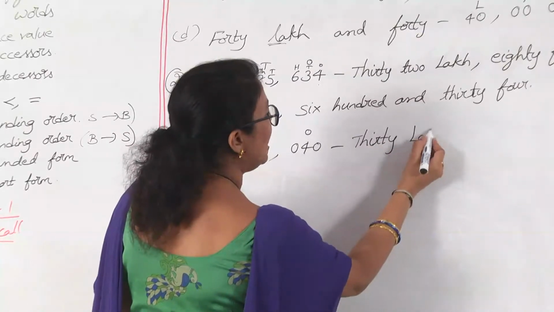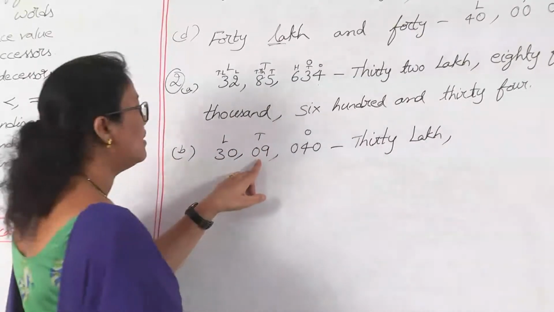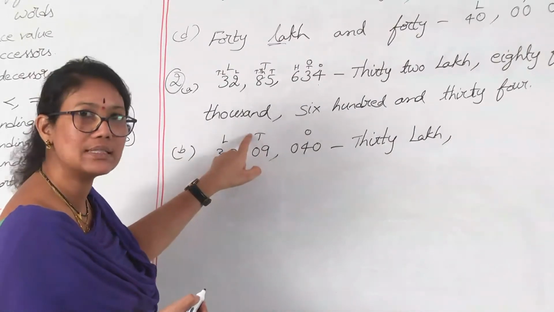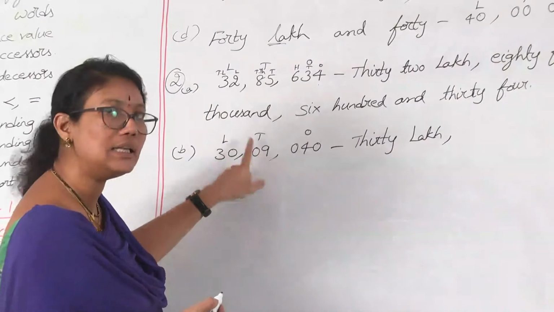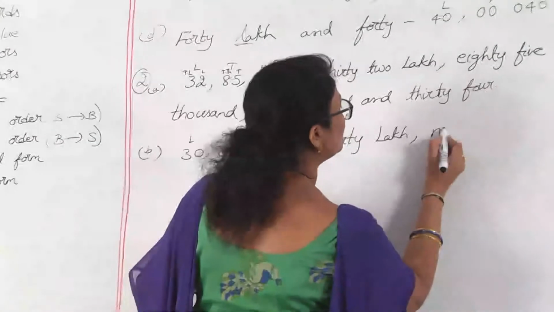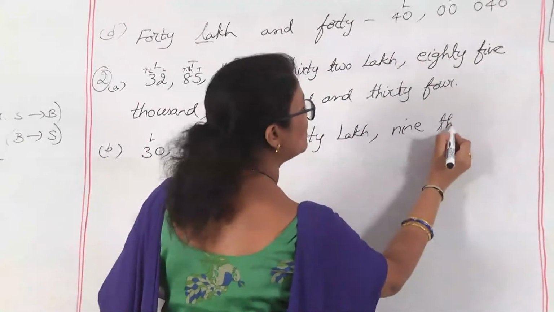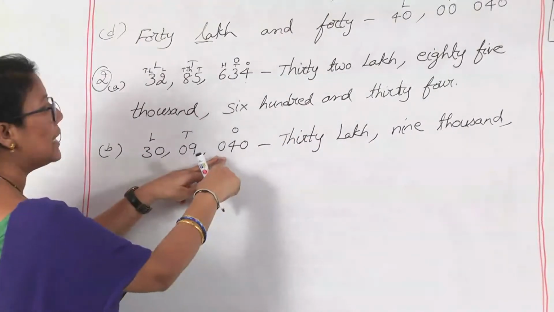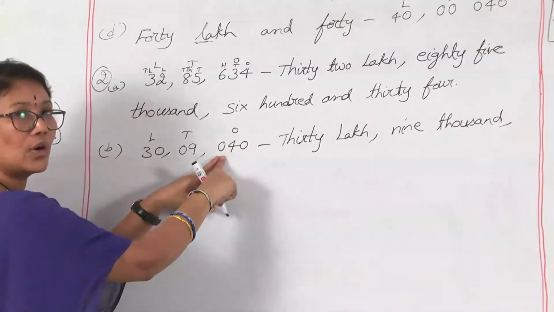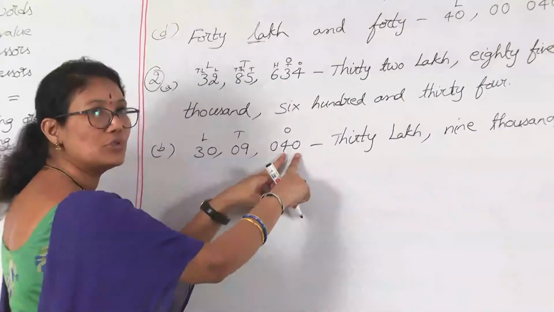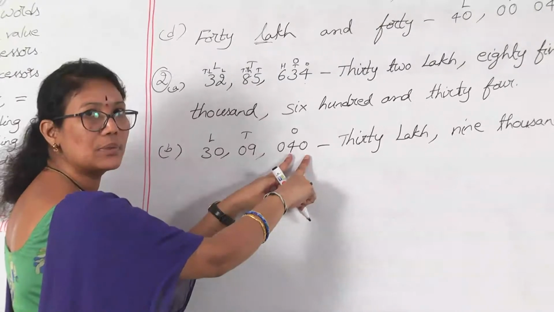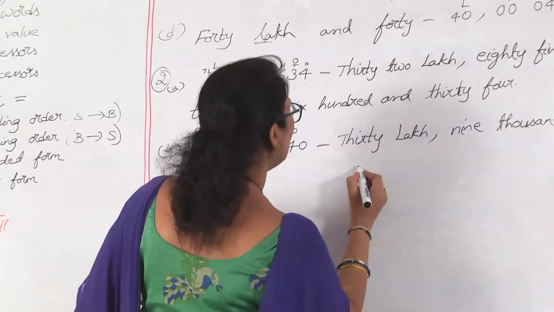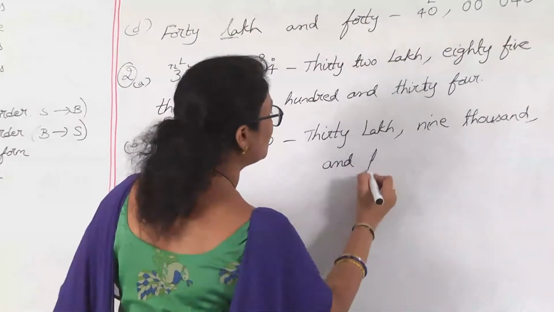30 lakh, then 10,000s place is not given, only 9 is given in thousands place. So we read it as 9,000 and hundreds digit is not given. So we simply move on to the tens and ones period. So it is simply 40. It is 9,040.